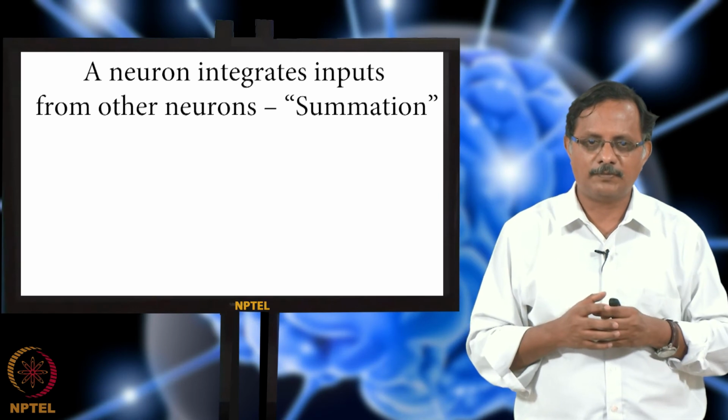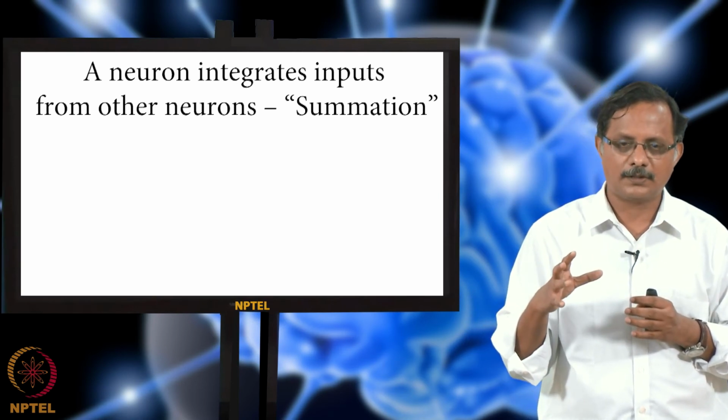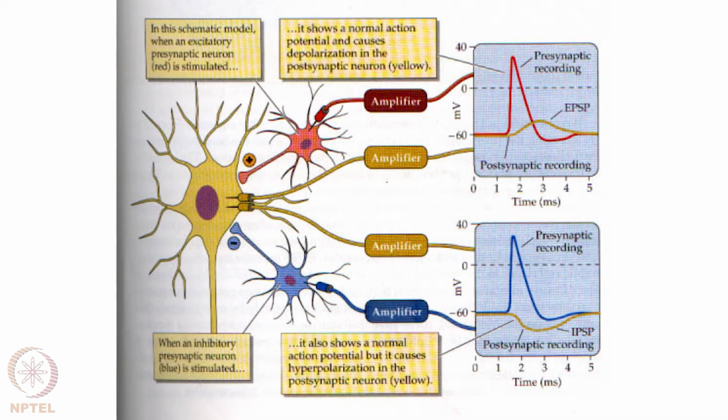I just briefly mentioned before that neurons summate different inputs coming from different neurons. For example, in this picture you see that large yellow neuron, it receives input from the red neuron, which happens to be an excitatory neuron. So, the synapse between the red neuron and the yellow neuron is an excitatory synapse, indicated by the plus sign over there, and the synapse between the blue neuron, which is an inhibitory neuron, and the yellow neuron is an inhibitory synapse, indicated by the negative sign over there.